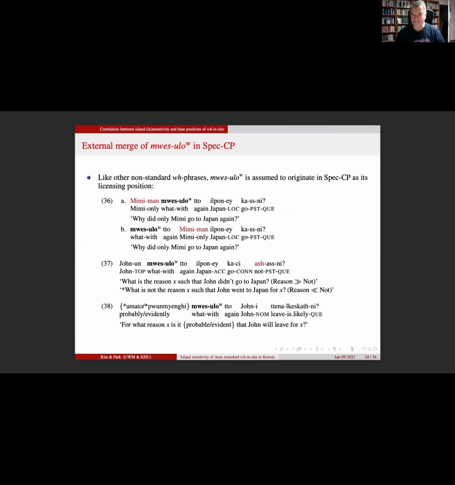Like the other non-standard double-edged phrases, non-standard 멋으로 is assumed to originate in SpecCP. As shown in 36a, scope-bearing elements can precede non-standard 멋으로. 미미만 멋으로 또 일본에 갔니? As in 37, non-standard 멋으로 always has a wide scope reading over negation. As in 38, epistemic adverbs cannot precede non-standard 멋으로.